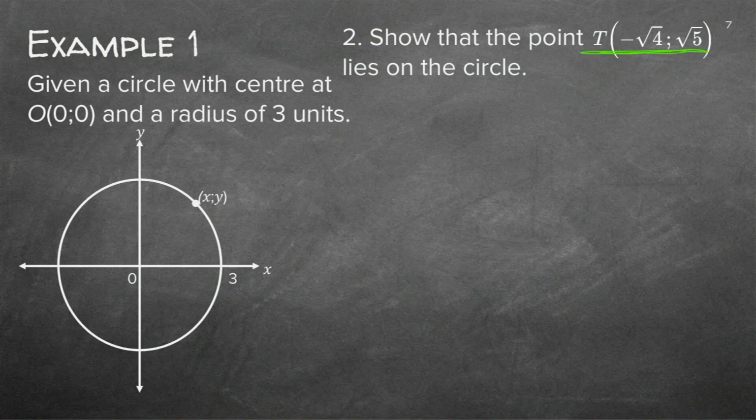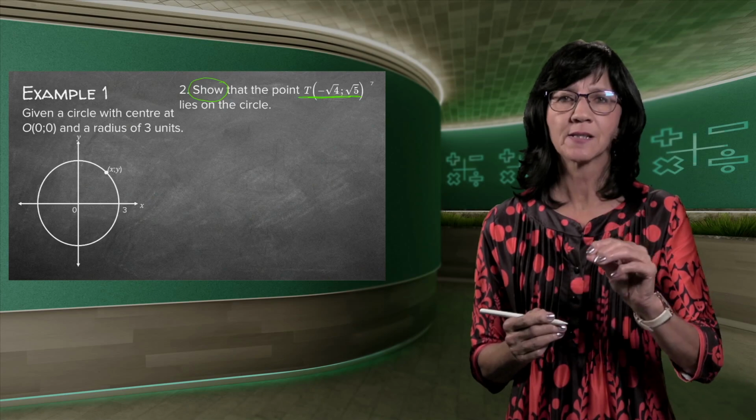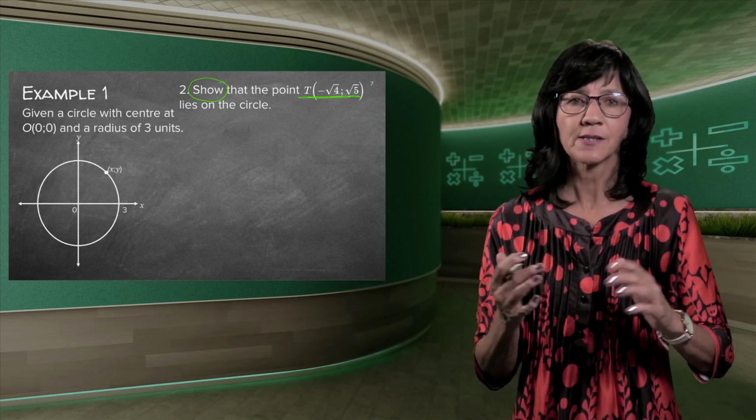Show. Let's just quickly circle that word. Whenever they say show, it means you may not assume it is true. You must go and test it. And normally what we do, we test one side, left-hand side or right-hand side, and then we check if it does equal the other side. That is how one tests.